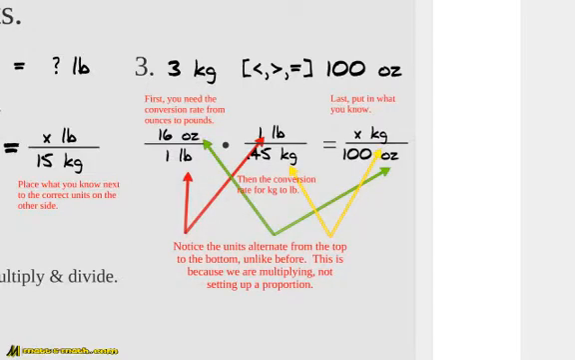Right, notice the units alternate from the top to bottom, unlike before, just because we're dealing with a different conversion rate. We are setting up the problem here, but we do have pounds on top and pounds on bottom, and those do cancel. We do have the kilograms on bottom and the ounces on top. They do rotate. All right, they cancel the tops and the bottom, then multiply to find out how many kilograms there are in 100 ounces, and compare that to 3 kilograms.